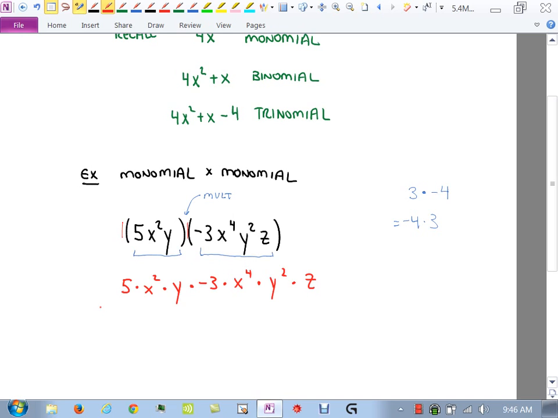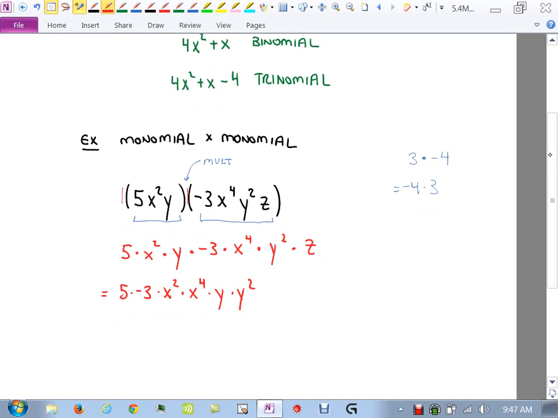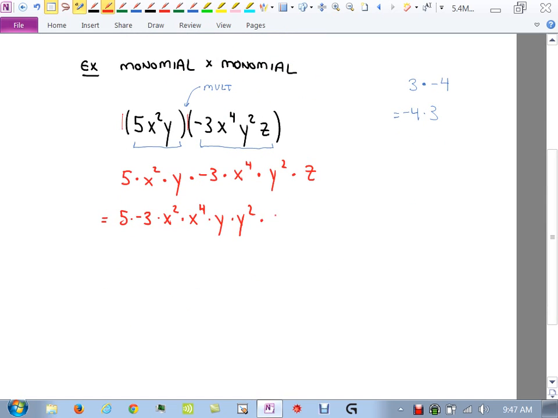So I'm going to put all my numbers together. I have a 5 and negative 3. I'm going to put those together. I'm going to put my x's together, my y's together, and my z's together. So it's going to look like this: 5 times negative 3 times x squared times x to the fourth times y squared times z. So that's just rearranging things.